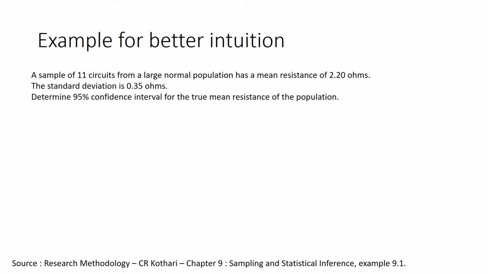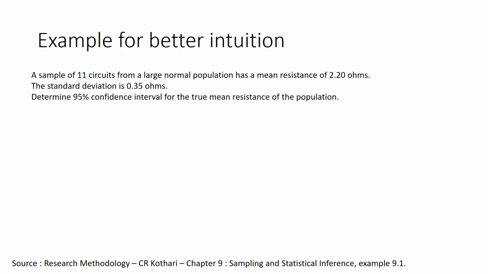So coming back to our problem, this is the problem, okay. So I have 11 samples of circuit, that is my n is 11. Apart from that, I have the mean resistance of the population. This is the population mean, the mu. So 2.20 ohms, that is the value, and I have the standard deviation, that is 0.35 ohms. This standard deviation is basically the population standard deviation. I have failed to write it, but keep that in mind.